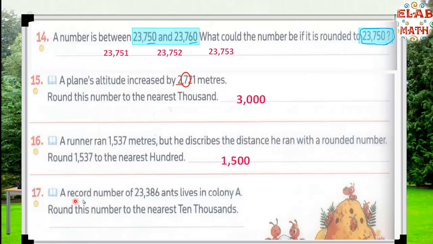Next one, a record number of 23,386 ants lives in a colony. Round this number to the nearest 10,000. In the 10,000 place we have 2 and in the next digit we have 3, that means you should write 2 without a change, 20,000.